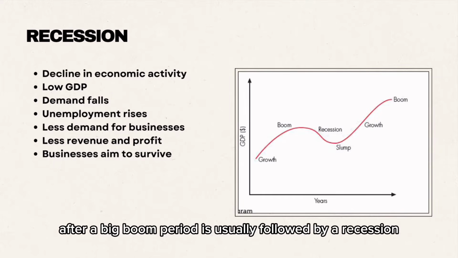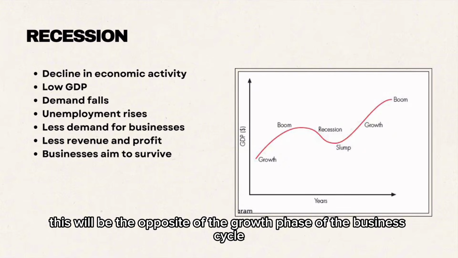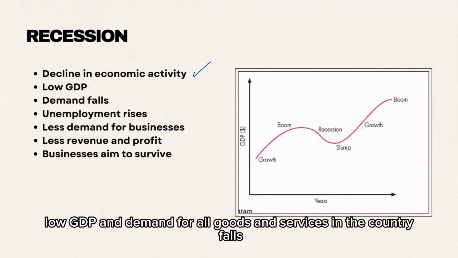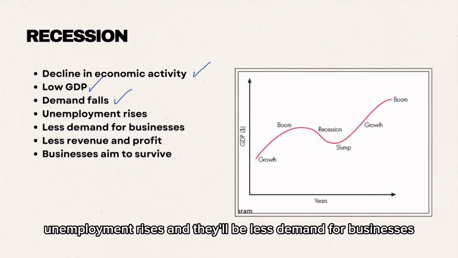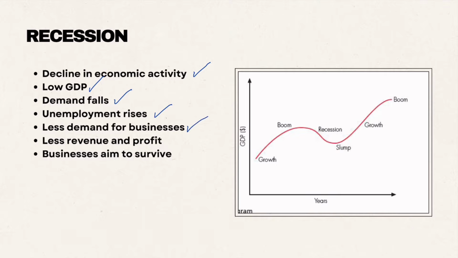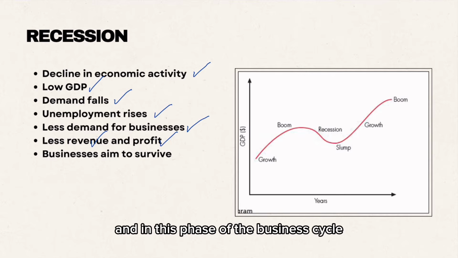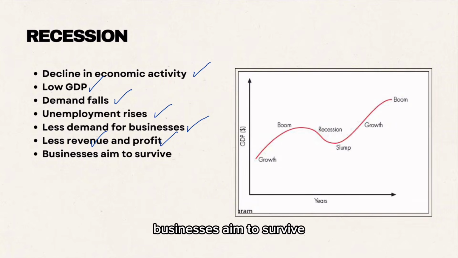A big boom period is usually followed by a recession. This will be the opposite of the growth phase of the business cycle, as there is a decline in economic activity, low GDP, and demand for all goods and services in the country falls. As a result of this, unemployment rises, and there will be less demand for businesses, which will mean that they will receive less revenue and less profit. And in this phase of the business cycle, businesses aim to survive.